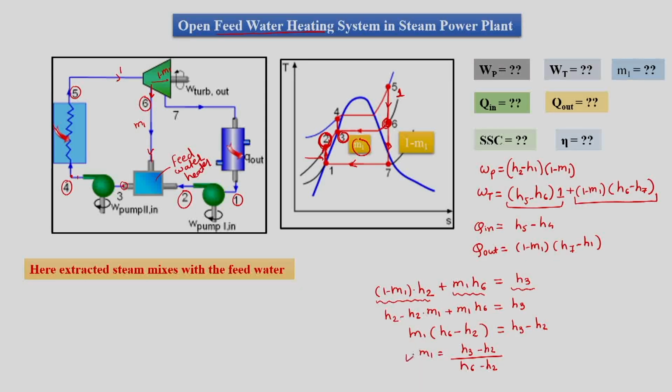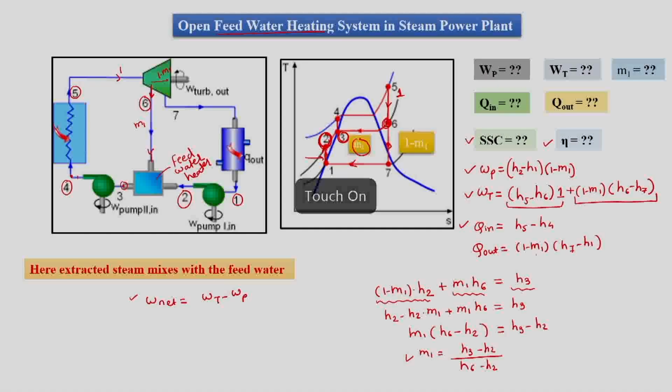Then knowing this mass m1, we can find all these quantities. Then we can find the specific steam consumption, which needs Wnet. We know Wnet is equal to Wt minus Wp. We have calculated Wt, we have calculated Wp, then we can calculate the specific steam consumption. Similarly, we can also find the efficiency, since efficiency is equal to Wnet upon Q in, where we have found Q in and we have found Wnet.